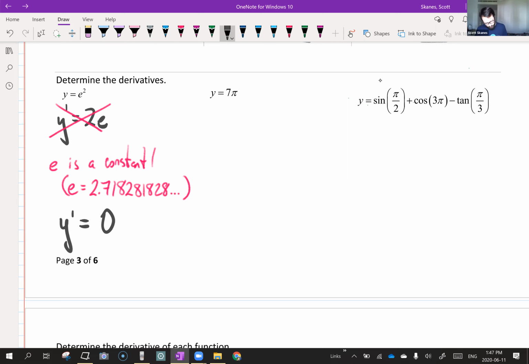It's 0. It's a constant. A derivative of a constant is 0. So for the next one, y prime, again, 7 pi, pi also a constant.